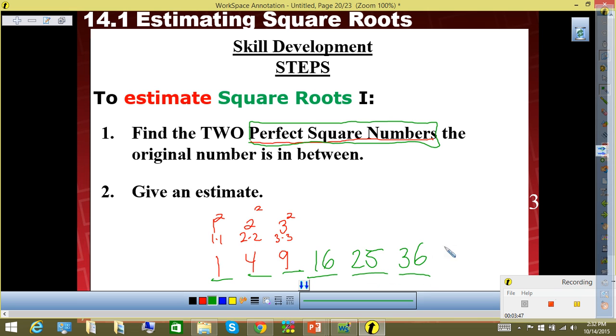What's the next one? 49. The next one, 64. The next one, 81. The next one, 100. We got 100 from 10 times 10. Is that correct? What's the next one? 11 times 11 is 121. What's the next one? 144. So all these are perfect square numbers, right? Today, to give an estimate, we need to first know our perfect square numbers.